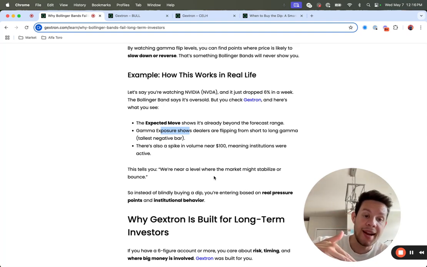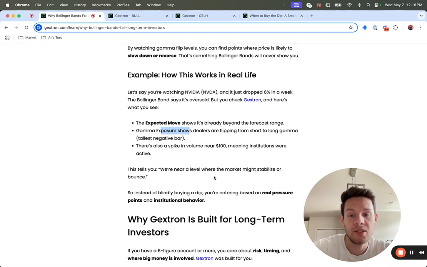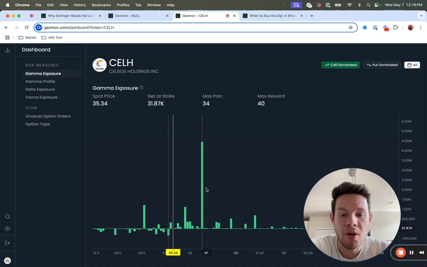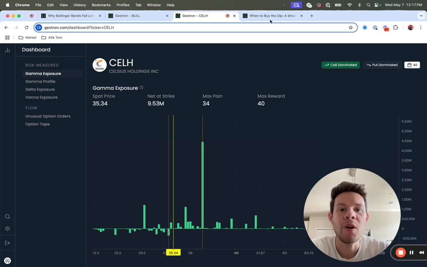If we're in negative gamma, okay, this is where market makers may start unwinding their hedges, and they may start buying to go back to delta neutral, right? To get rid of that negative delta. So instead of blindly buying a dip, you're entering based on real pressure points and institutional behavior. And that's the main thing, okay? You just want to buy in the big bars when we're at the bottom, like near max pain, or the quarterly expected bottom, right? Use these tools to figure out where to buy.